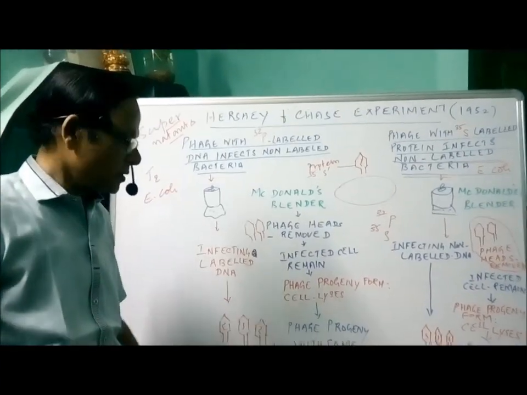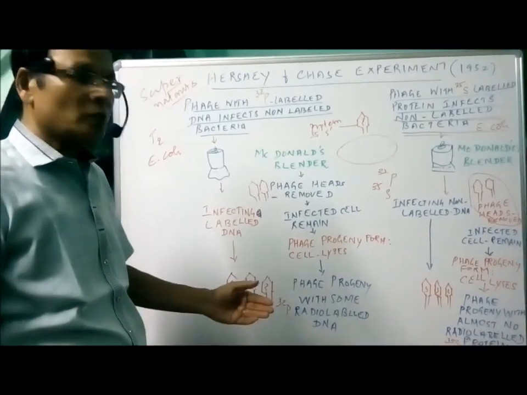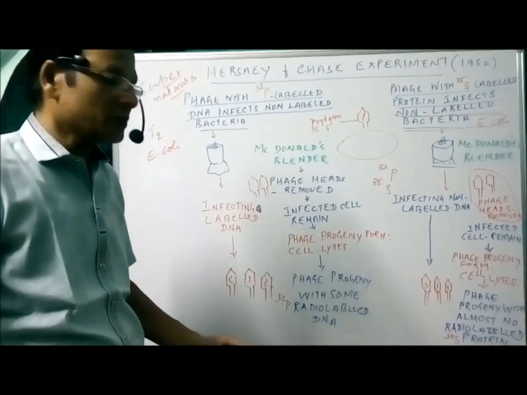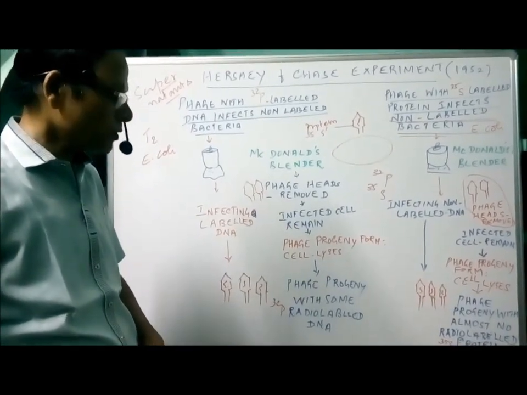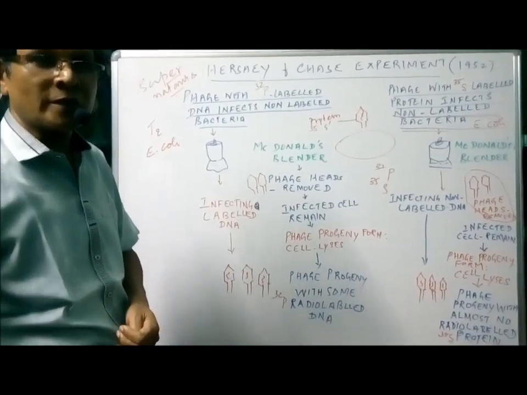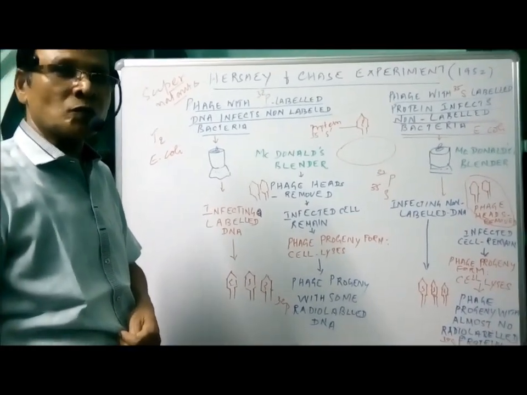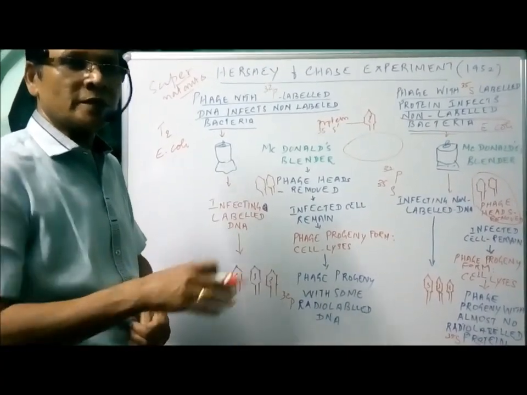So it was not there in the bacterial cell because it is only the DNA that entered the bacterium and not the capsid coat, which was left outside. That's why we have no S35 protein inside the bacterial cell. And also we have non-radioactive labeled DNA.